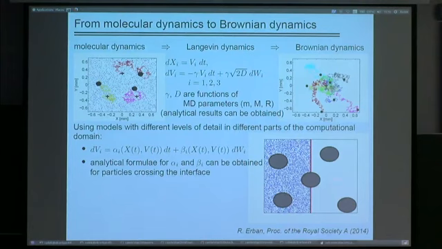But then one can again generalize these results and obtain an analytical formula for these, which can then be used to design a multi-scale scheme which doesn't bias movement of particles across this boundary. So particles crossing this boundary behave on the boundary in the same way as they behave inside the Brownian dynamics domain.